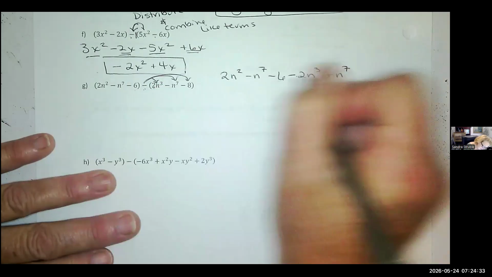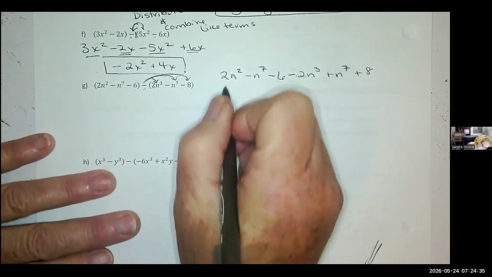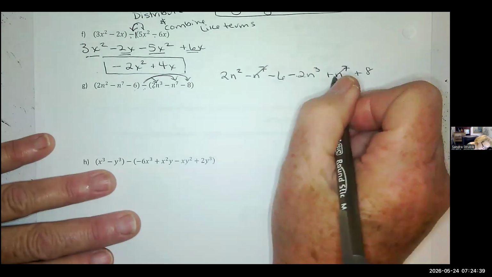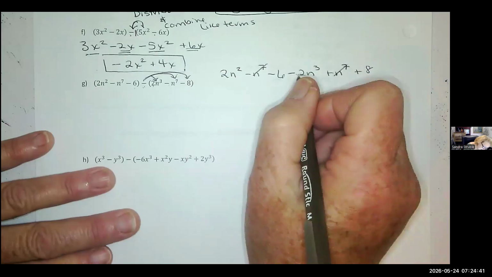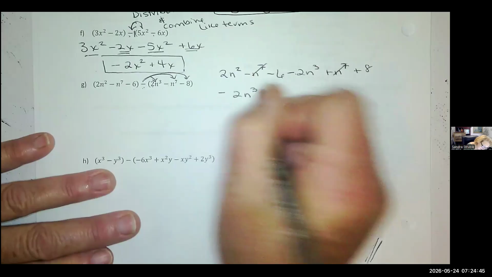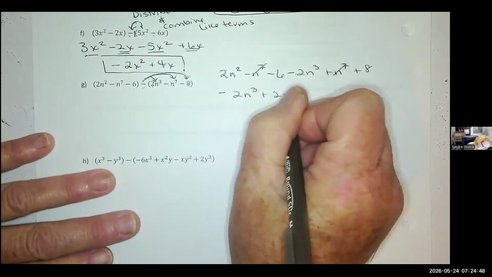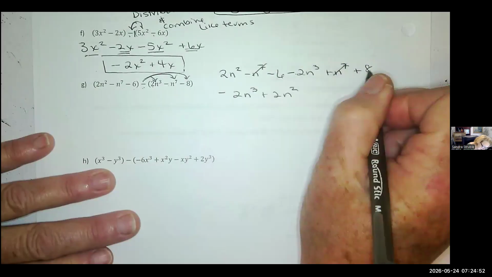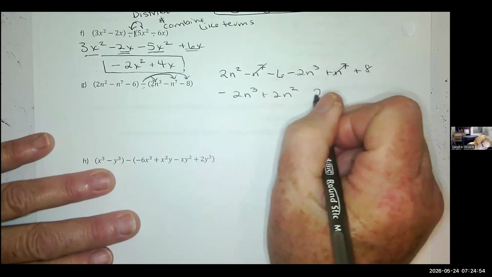We've got, let's go with our highest exponents first. These are gone. And then I've got 2n cubed, negative 2n cubed, plus 2n squared. Nothing combining on these. And then, oh, here we got negative 6 plus 8. Signs are different, so we subtract and take the sign of the larger number.